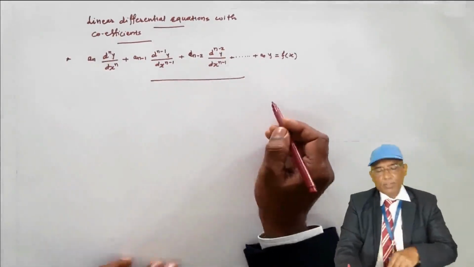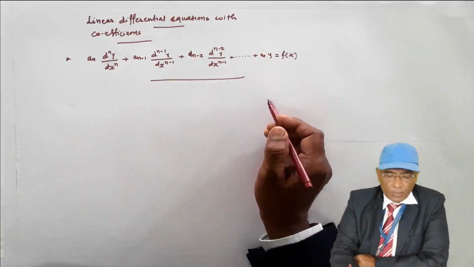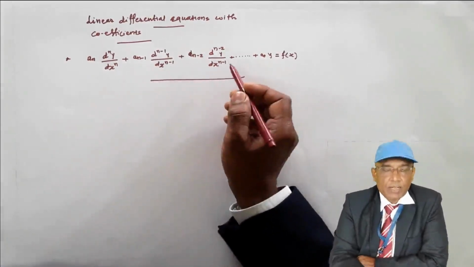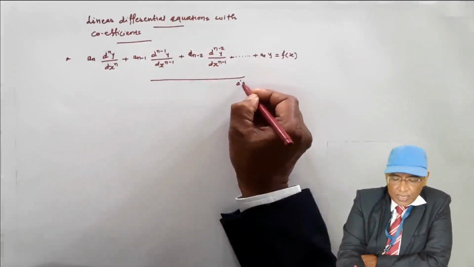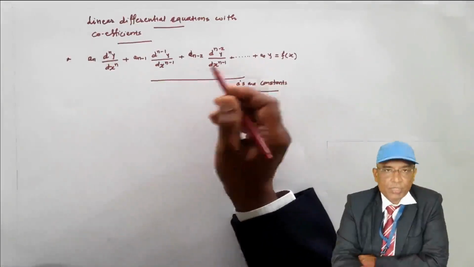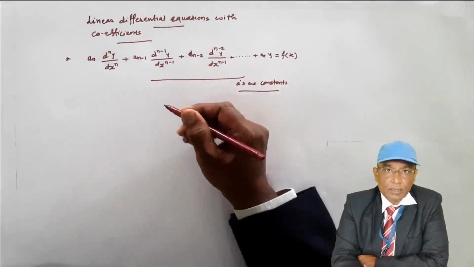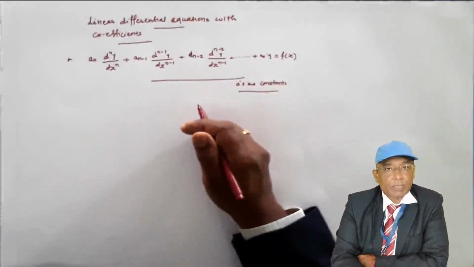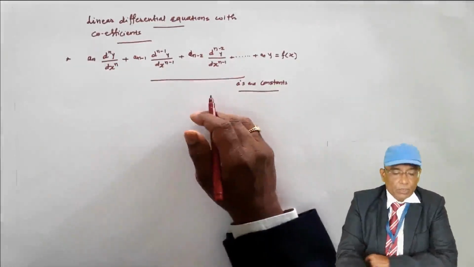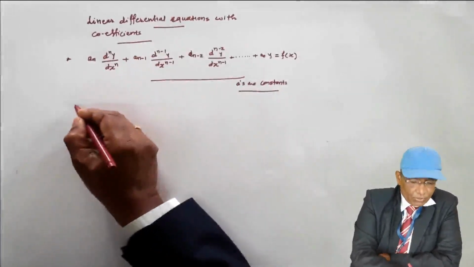Okay, this is a linear differential equation with constant coefficients. If you look at this differential equation carefully, all the a's are constants, and the coefficients are constant, therefore we are calling it a linear differential equation with constant coefficients. Yes, we are particularly interested in finding the solution of a linear differential equation with constant coefficients.